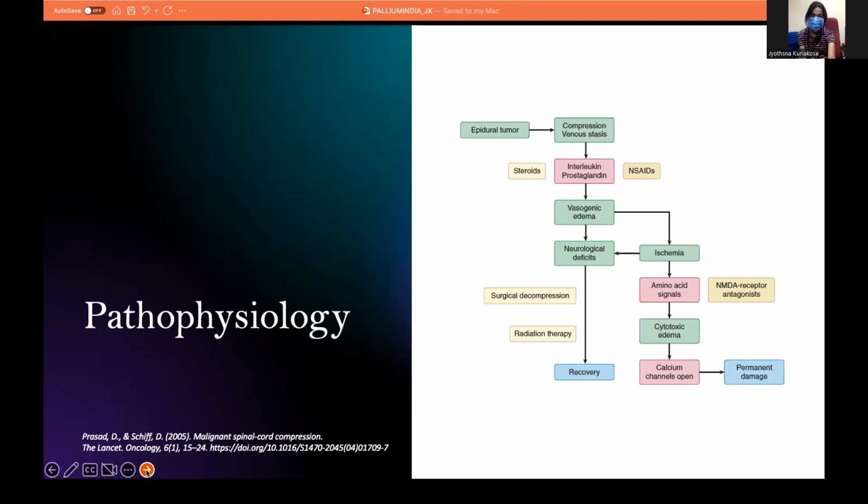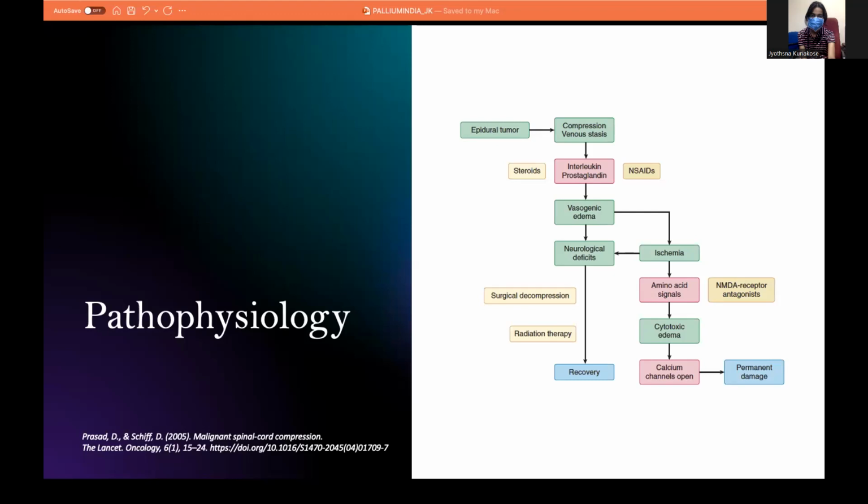So what exactly happens? This is a paper by Prasad et al. It's a very old paper, but they have beautifully described the pathophysiology of malignant spinal cord compression. The basic mechanism is vasogenic edema. Whenever there's a tumor, there's a compression of the epidural venous plexus. This leads to the release of inflammatory mediators like interleukins and prostaglandins, which in effect leads to vasogenic edema. There is ischemia and neurological deficits. Depending upon the histology of the tumor, sensitivity of the tumor to treatments, and the time duration of treatments, some people recover.